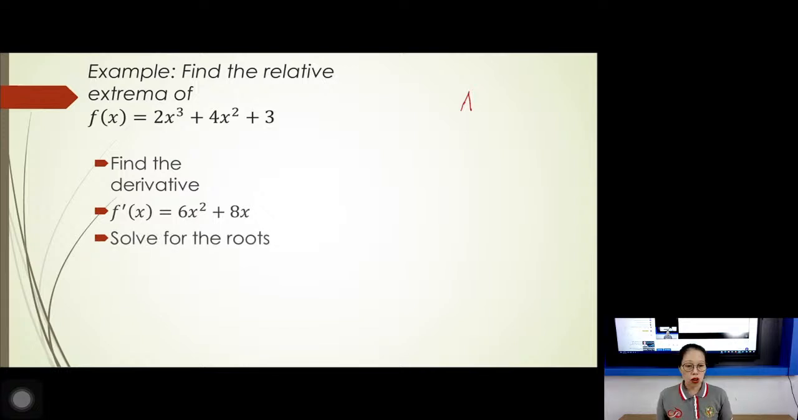Step number 2 is solve for the roots. So how are we going to solve for the roots? We need to equate it first to 0, right? Because we already know that if the slope is 0, then we can get our critical points. Yes? And so when I say solve for the roots, we're going to solve for the values of our variable. Our variable here is x. So what are the values of x? Okay, so equate it first to 0, then solve for x.